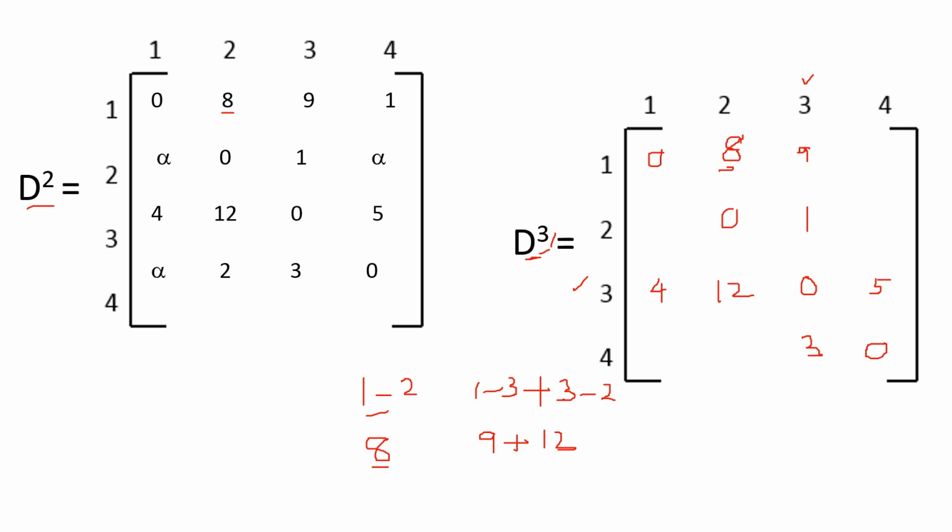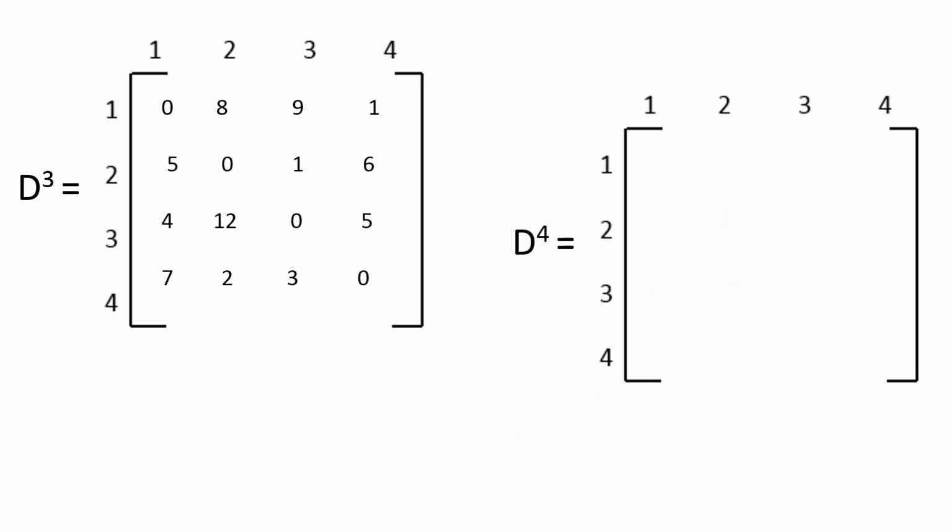Now I will generate this 4 to 1. We are doing it via 3. So 4 to 1 is 4 to 3 plus 3 to 1. 4 to 1 is infinity, 4 to 3 is 3 plus 3 to 1 is 4. So it is 7. 7 is lesser than infinity, so make the entry 7. Now this is the D3 distance matrix.